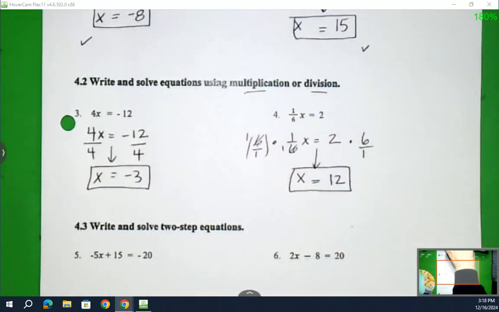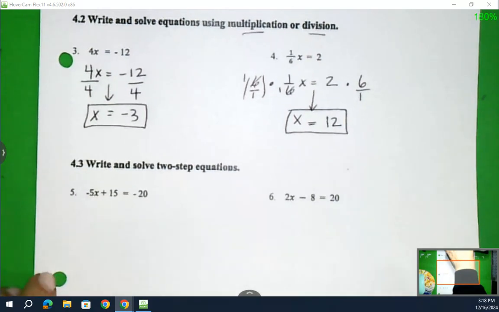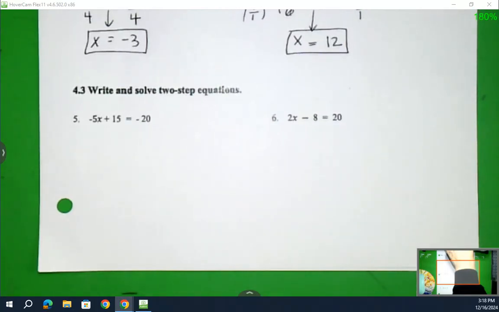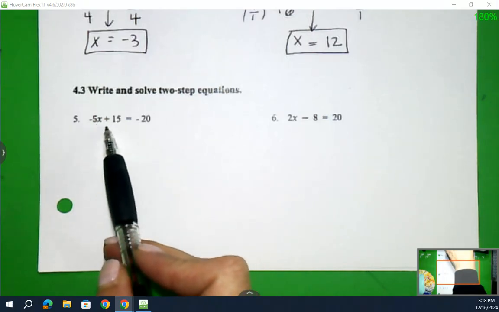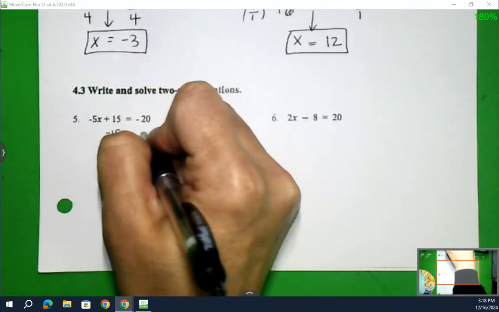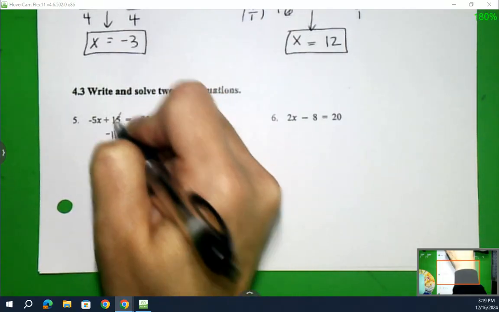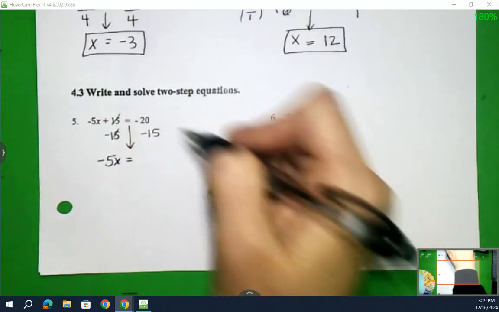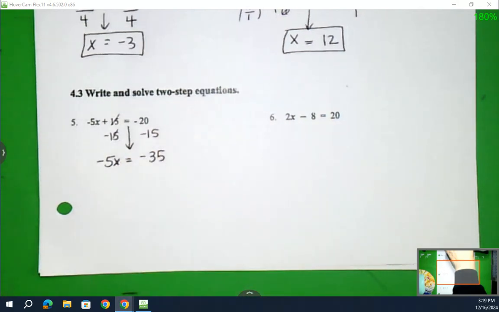And then in section 4.3, they have us putting all of our equation steps from 4.1 and 4.2 together in what they're calling the two-step equations. So we'll notice that 2 things are happening to x right here. We have negative 5x plus 15 equals negative 20. So we're going to have to subtract the 15 from both sides first to get our 0 pair. And plus 15 and minus 15 cancel out. We have negative 5x is equal to negative 20 minus 15, which is altogether negative 35.